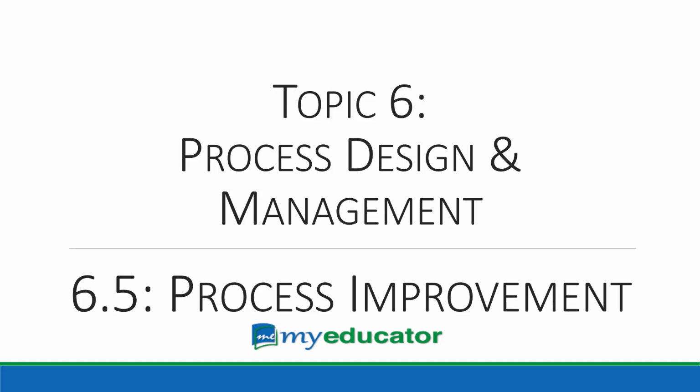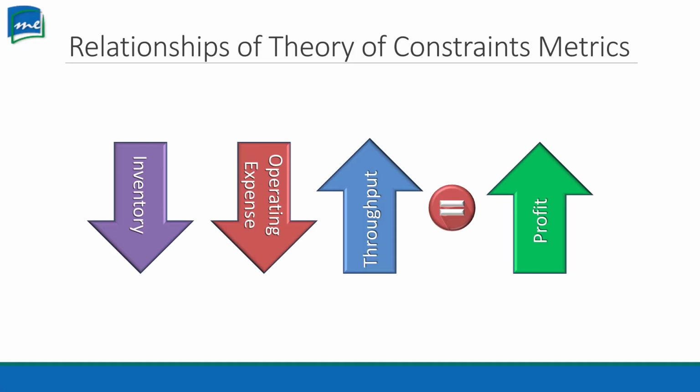So now let's talk about process improvement. First, we're going to talk about the theory of constraints. We have many aspects to the theory of constraints, and these are the metrics that we're going to use to see how it's going to affect our profit.